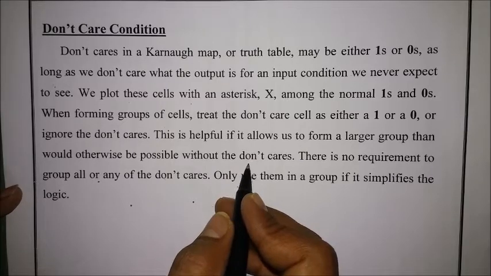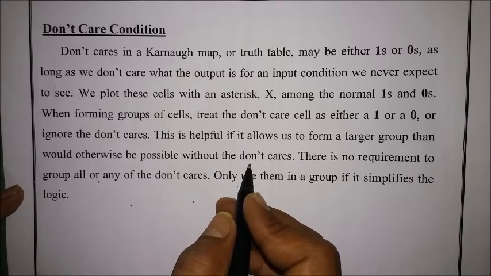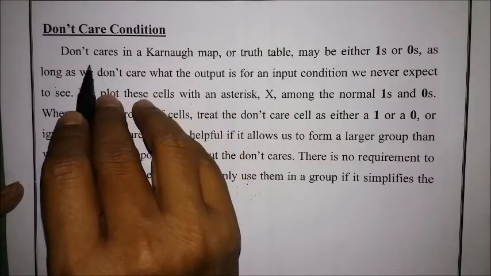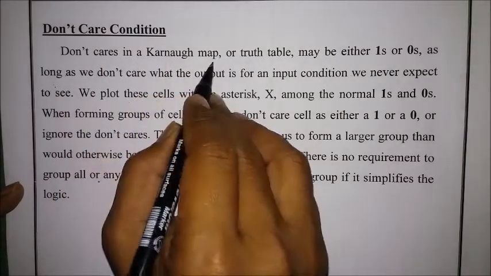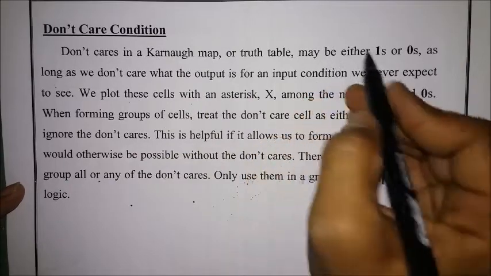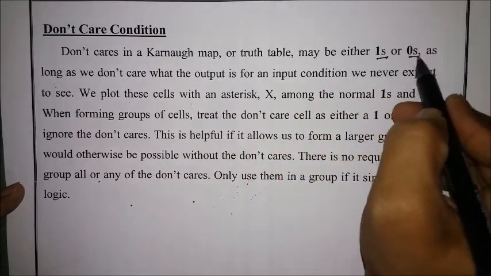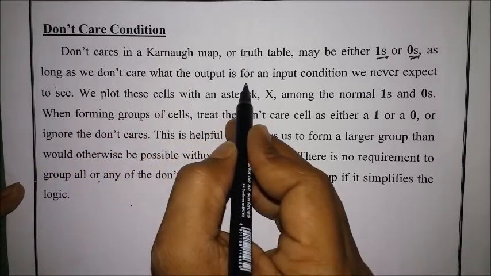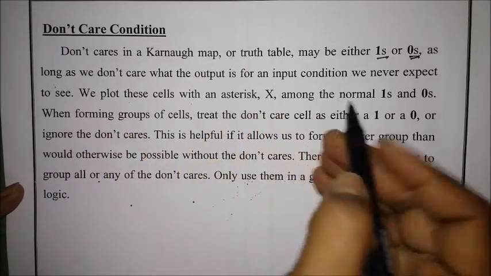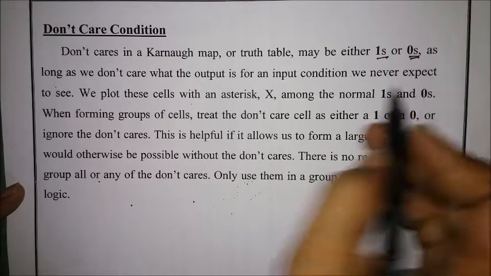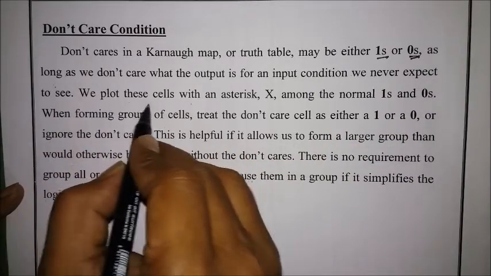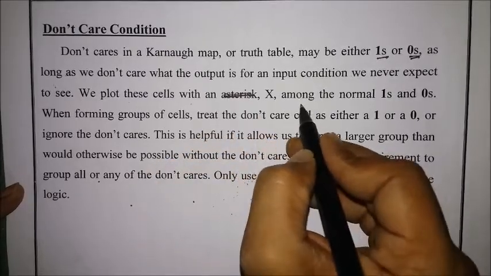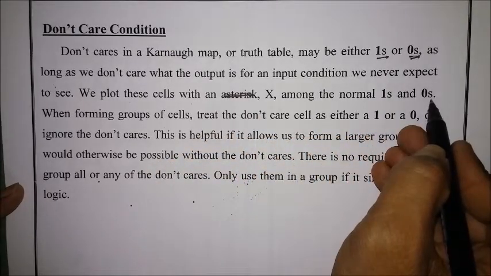Today we will see the don't care conditions, and how we are going to use them in the Kmap. Don't cares in a Kmap or truth table may be either ones or zeros, as long as we don't care what the output is for an input condition we never expect to see. We plot these cells with an X mark among the normal ones and zeros.